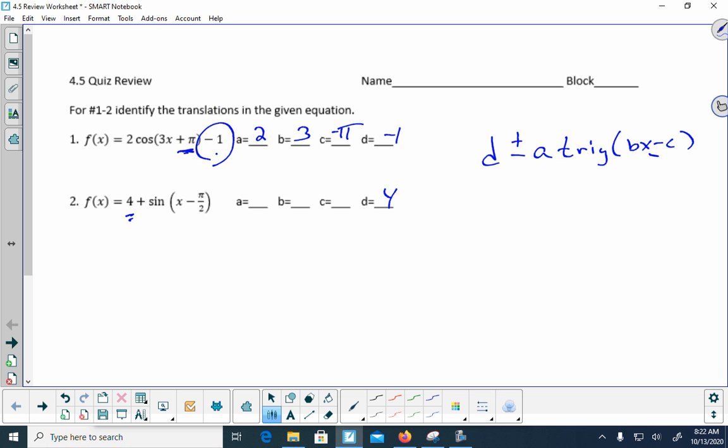Remember, it doesn't matter if the D is in the front or the back, it's whatever's outside away from the trig function. My A, nothing is written, so that's understood to be 1. My B, nothing is written, that's understood to be 1. And then C, since I'm already subtracting, my C will be a positive pi over 2.